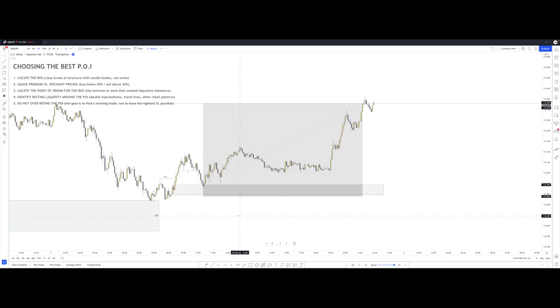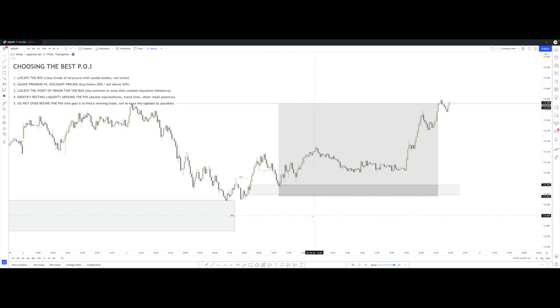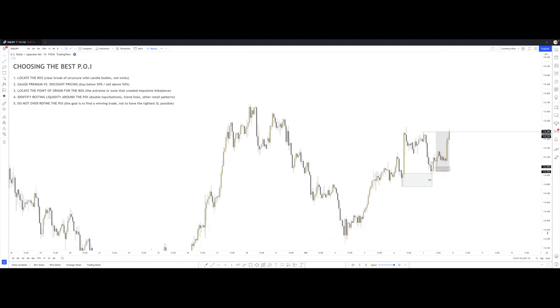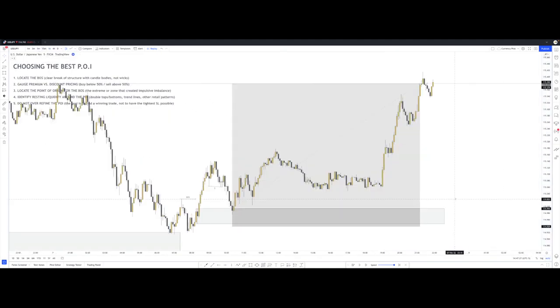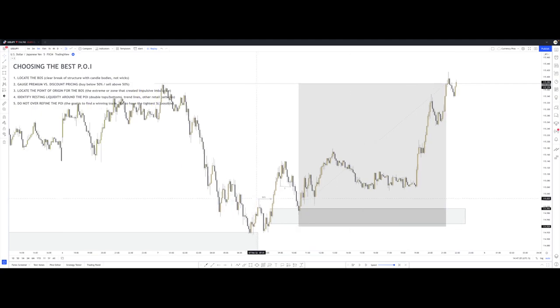So as you can see, this was an example of a confirmation entry based on the 5 steps of choosing the best point of interest. So we found our higher time frame point of interest, which was the 1 hour time frame, also using these 5 steps, right? And then we scaled down to the 5-minute time frame for our lower time frame confirmation. We waited for a break of structure.